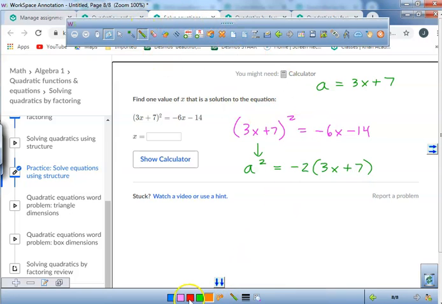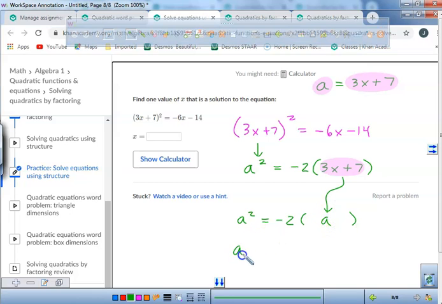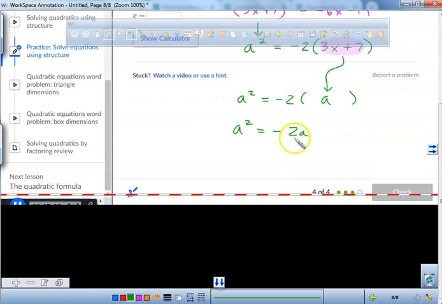Interesting. Look at this. You guys see that right there? What's that equal to? A. So I'm going to change that to A. So what do we have? A squared equals negative 2A. So I'm going to add 2A to both sides, and here's what I get. Ready? A squared plus 2A equals 0.